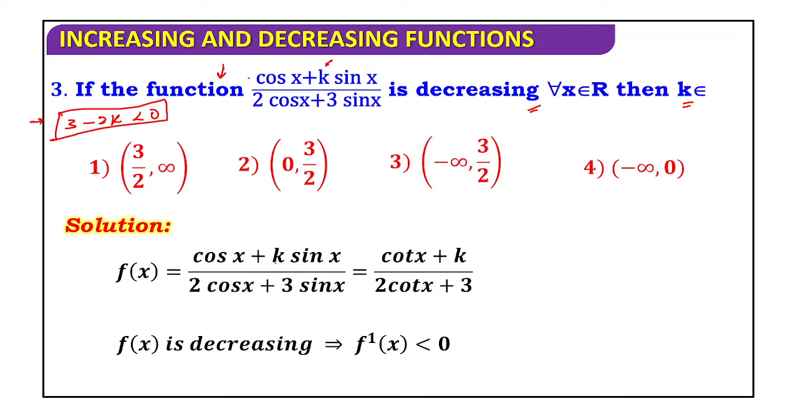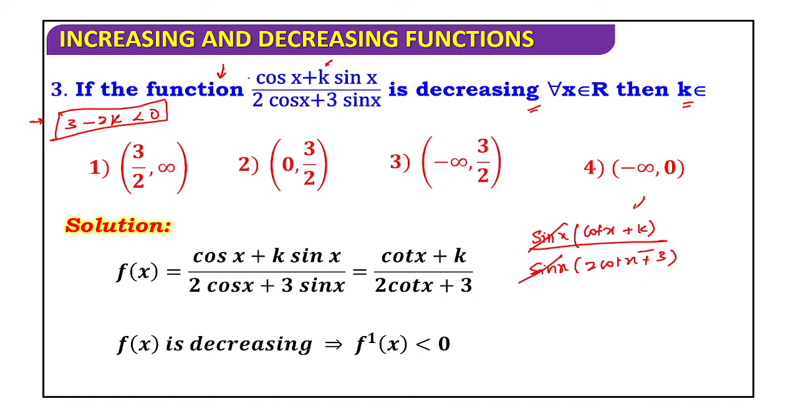Take sin x common. If you take sin x common, what happens? If I take sin x common, it will be cos x by sin x, that is cot x, plus k, divided by, here also you can take sin x common, so it will be 2 cot x plus 3. So therefore sin x gets cancelled, and you will remain with (cot x plus k) divided by (2 cot x plus 3).